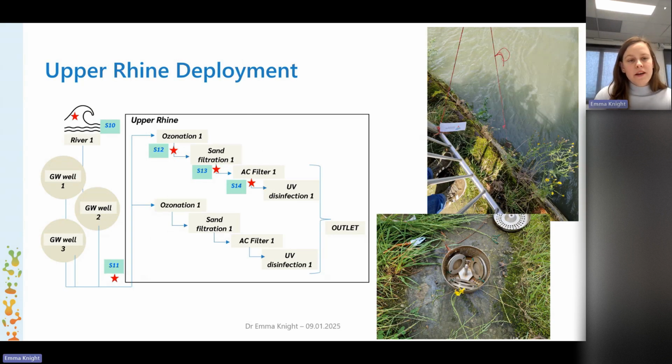And then at the Upper Rhine, this was bank filtration into groundwater. We measured the river water, which is what the features are here at retrieval of that sampler. We measured the inlet into the treatment plant, and then the drinking water treatment plant has two trains of treatment, exactly the same. We measured one of those, so ozonation after sand filtration and after activated carbon filter.